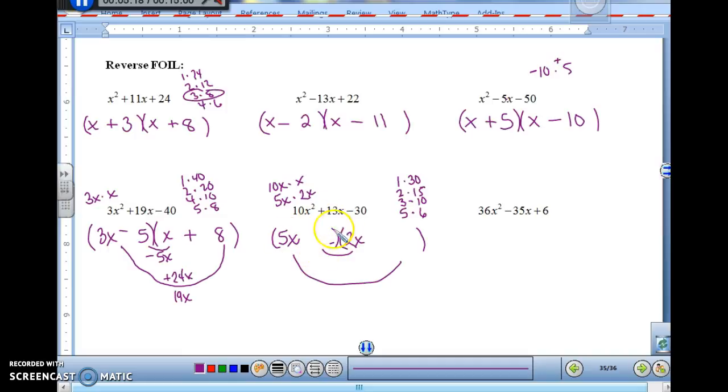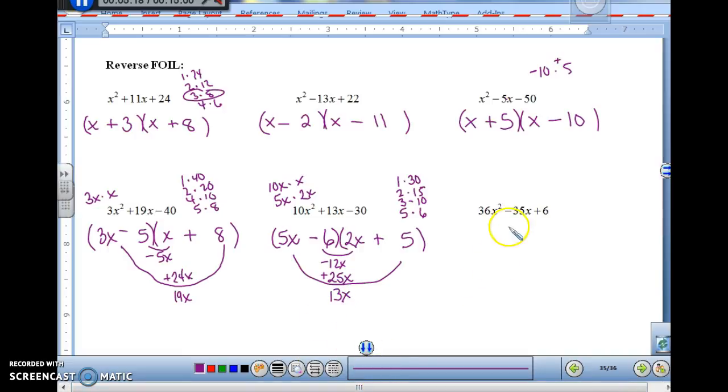This problem doesn't have a GCF, so our factors can't have GCFs either. So why don't I put the 6 there and the 5 there? That gives me 12x and 25x. Now remember, this is negative, so the signs are going to have to be different. To get positive 13, it would have to be plus 25 minus 12. So the plus would have to go on the 5, the minus would have to go on the 6. And it works. And that gives me 13x.